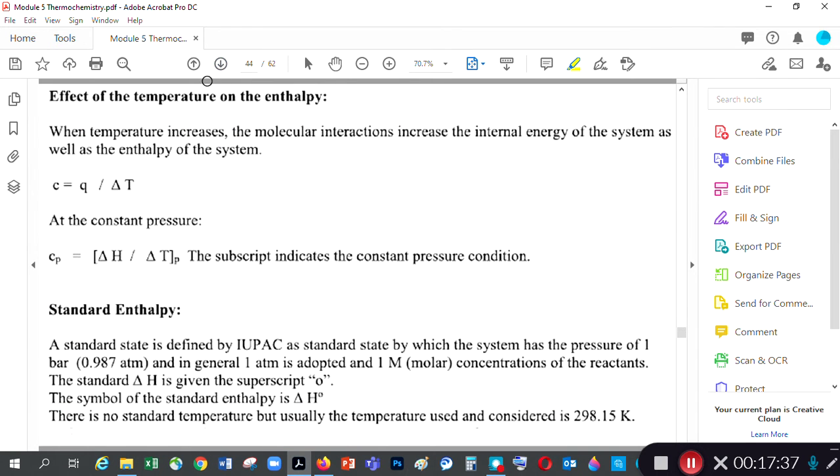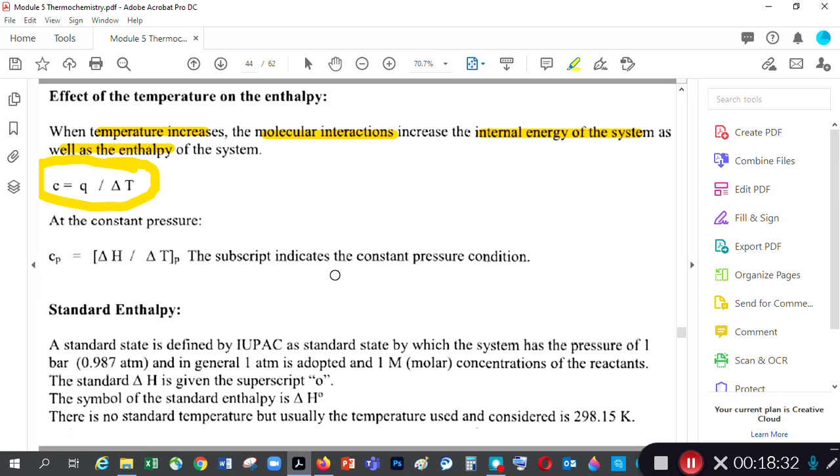The effect of temperature on enthalpy. So we have learned this one here. If the temperature increases, the molecular interaction will increase by increasing temperature. The internal energy of the system as well will increase. So it depends on the temperature. If the temperature increases, the molecular interaction will increase and the internal energy of the system will increase as well. So if we have a constant pressure, then the specific heat at constant pressure will be delta H divided by delta T. So here it is, delta heat divided by delta T will give us something called C at constant pressure.